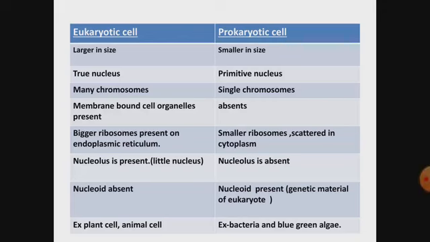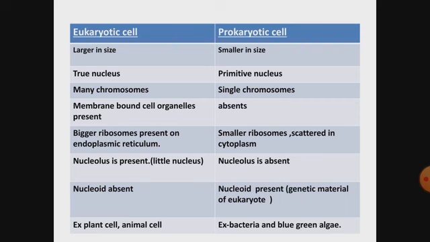Good morning, students. Today we will discuss the difference between eukaryotic and prokaryotic cells. Eukaryotic cell, as its name signifies: eu means true, karyot means nucleus. And prokaryotic, if we split the word into two, pro means primitive, karyot means nucleus. So in case of eukaryotic cell, the nucleus is true. True means in eukaryotic cell, the nucleus is well bounded, well covered by the nuclear membrane, whereas in prokaryotic cell, the nucleus is not covered by the nuclear membrane.